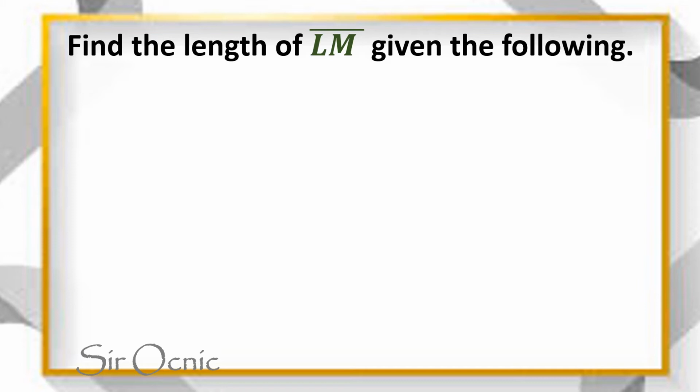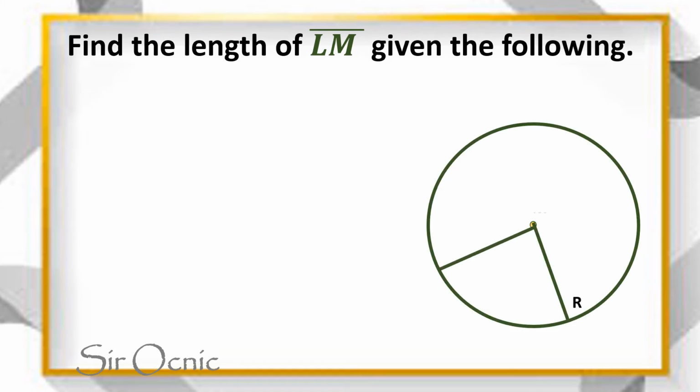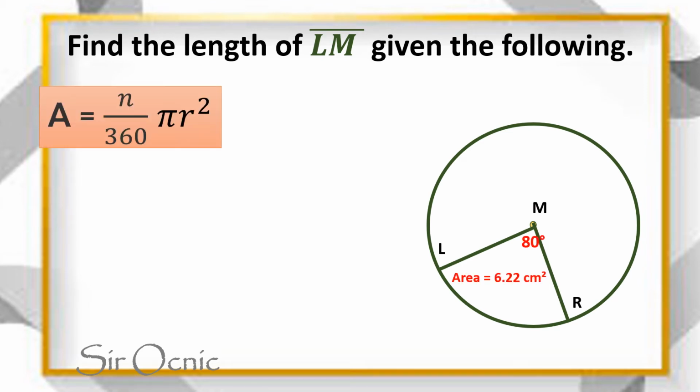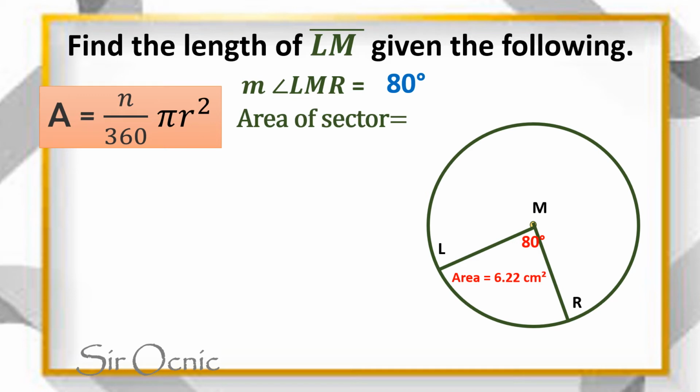Find the length of segment LM given the following. Based on the given figure, the given facts are the measure of angle LMR, which is a central angle, is 80 degrees, and the area of the sector LMR is equal to 6.22 square centimeters.